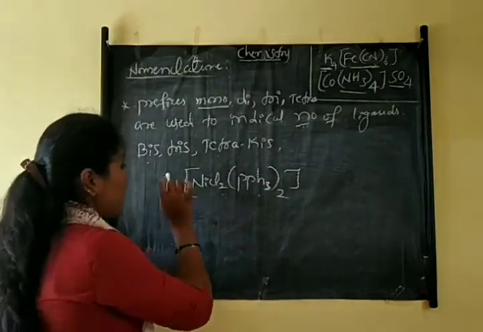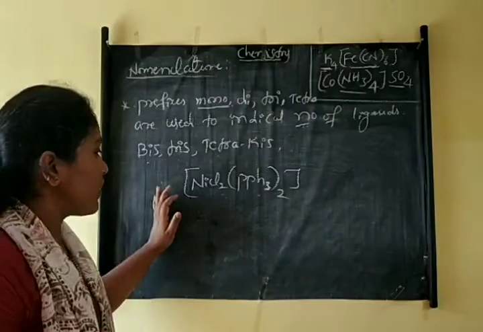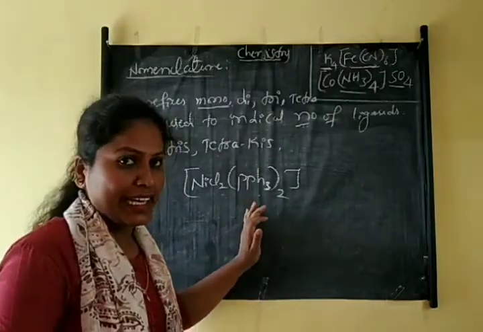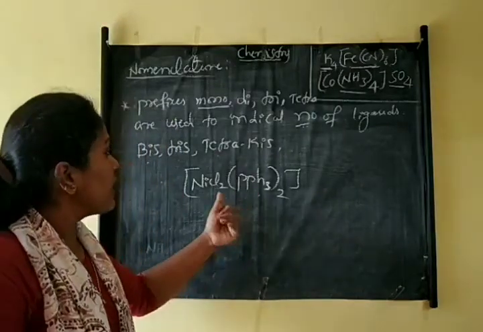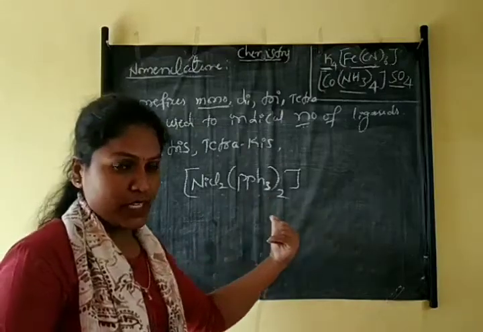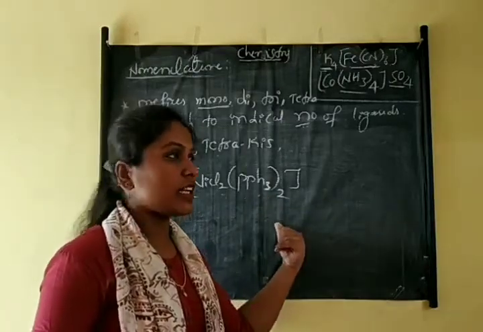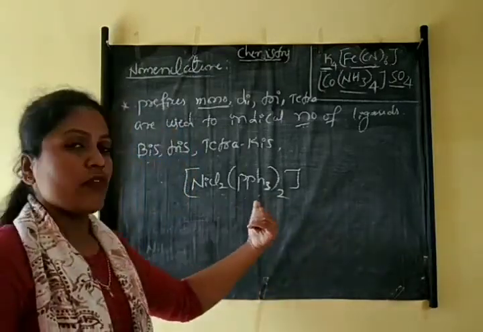Here there are two types of ligands. If there are two types of ligands, again go with alphabetical order.